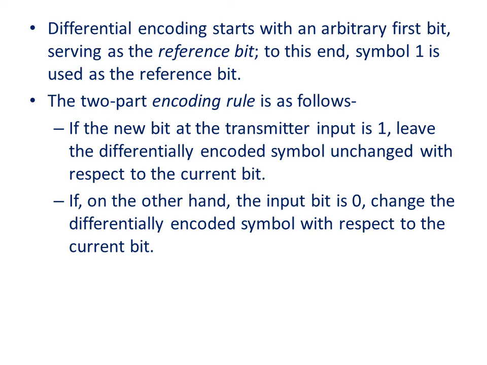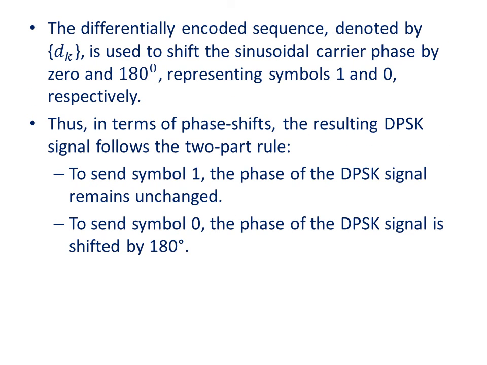And the second one is, if on the other hand the input bit is 0, change the differentially encoded symbol with respect to the current bit. The differentially encoded sequence denoted by dk is used to shift the sinusoidal carrier phase by 0 and 180 degrees, representing symbol 1 and 0 respectively.